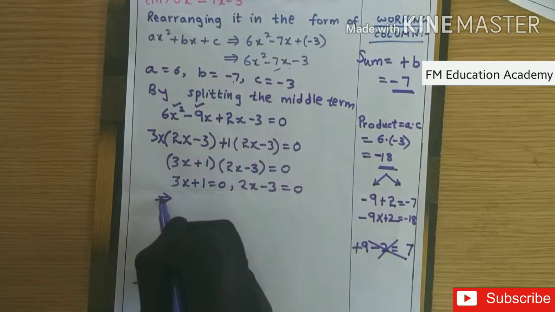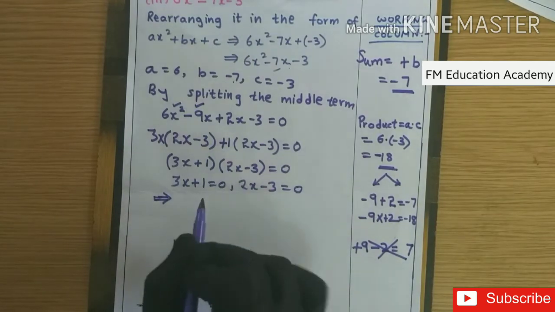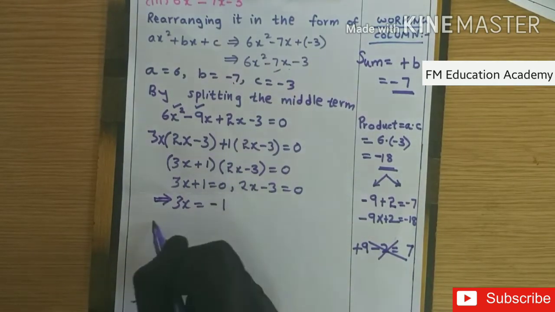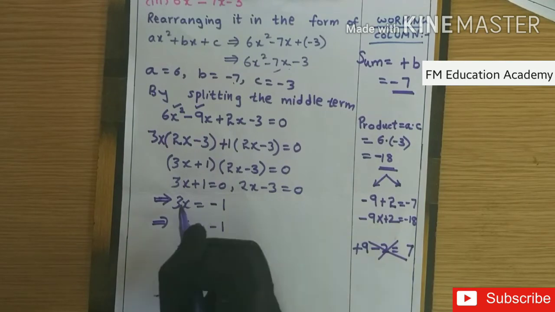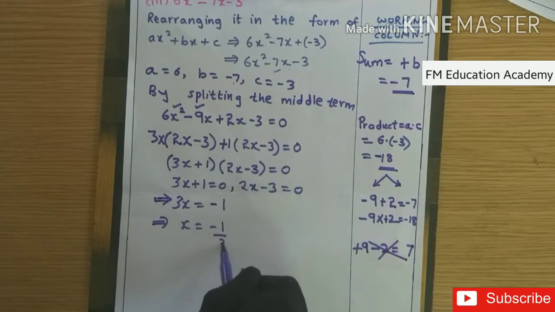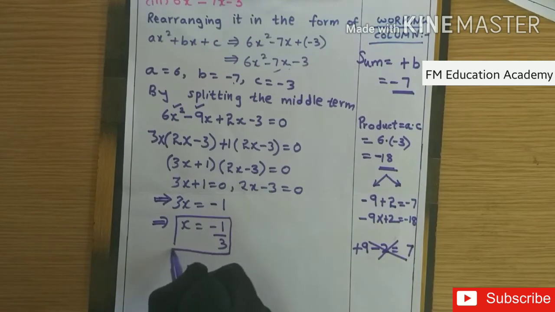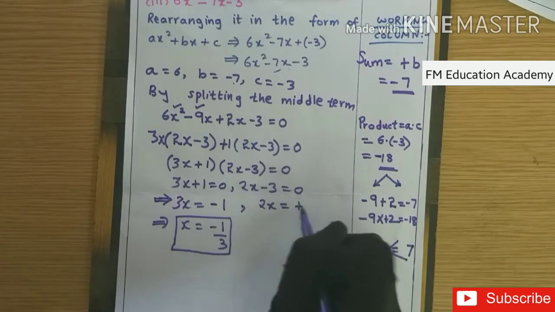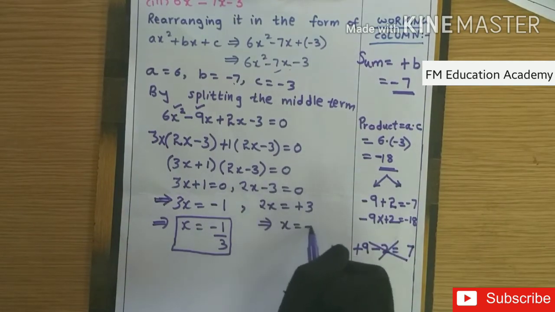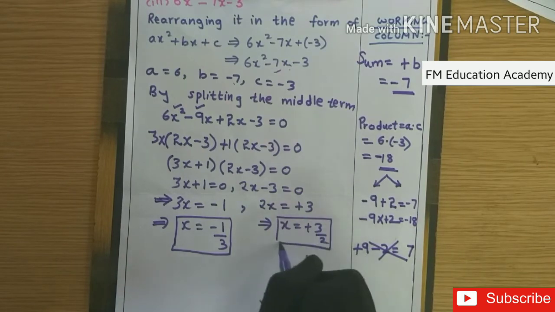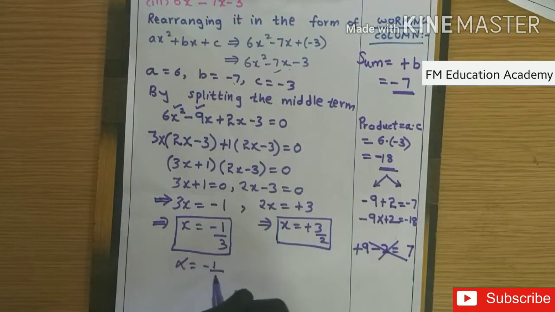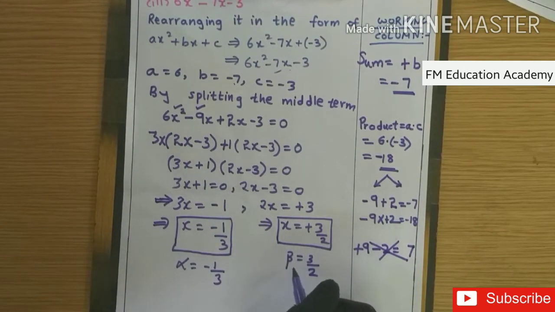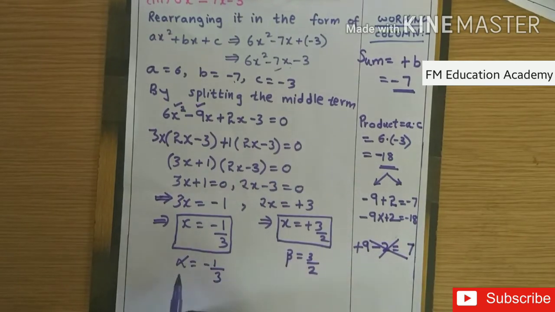Now by linear equations, that is variables on one side and numbers on the other side, we'll solve this equation. So 3x is equal to minus 1. If it goes that side it becomes minus 1, so x is equal to minus 1 as it is, into 3. Into 3, if it goes that side, becomes divided by 3. So I got one x value as minus 1 by 3. Similarly, 2x is equal to minus 3; if it goes that side it becomes plus 3. So x is equal to plus 3 by 2. So I got one zero alpha as minus 1 by 3 and the other zero beta as 3 by 2. I know the zeros are indicated by alpha and beta in a quadratic polynomial. That is why I have indicated them by alpha and beta.